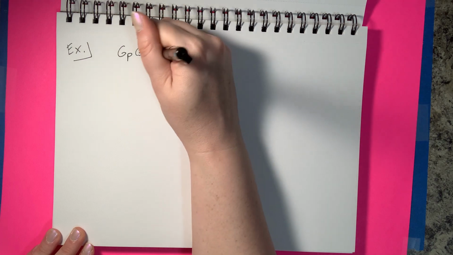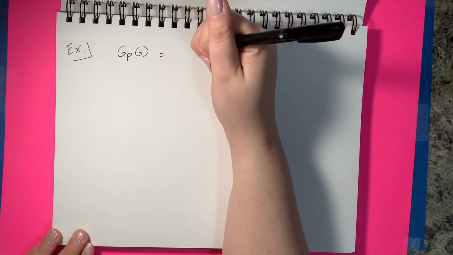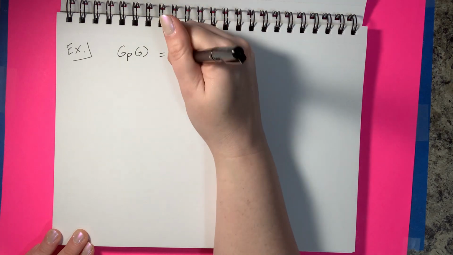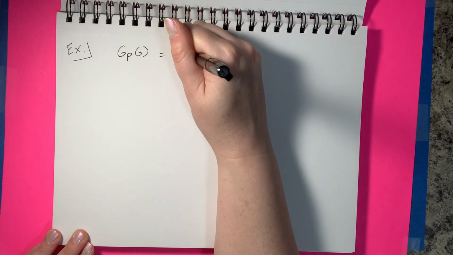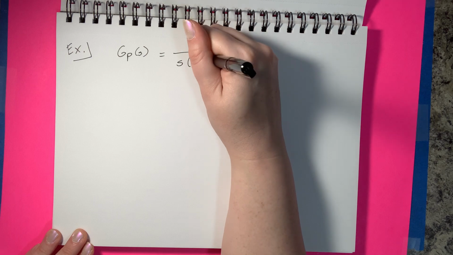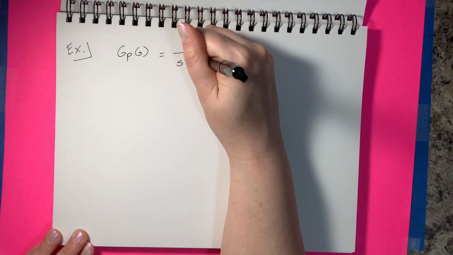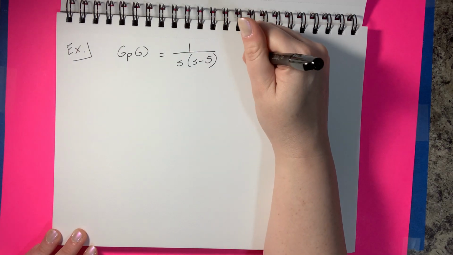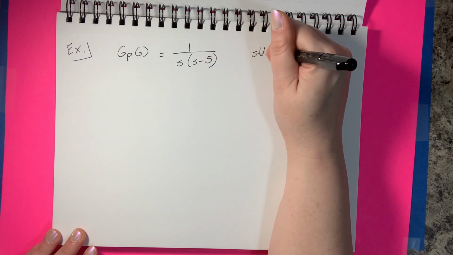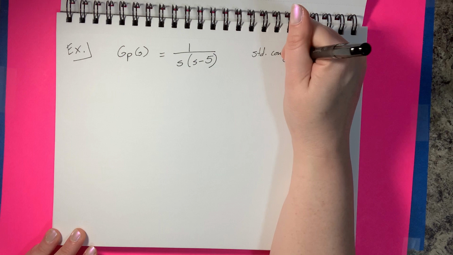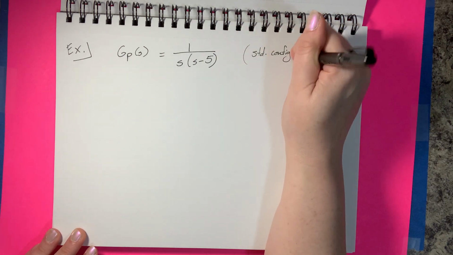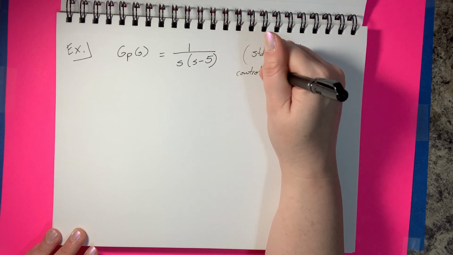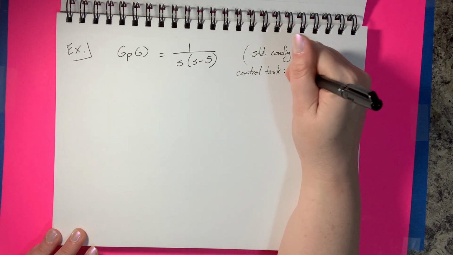All right, so here in this scenario, let's just say we have a 1 on top, and we'll have an S times S minus, let's do 5. Okay. And then again, I'm going to use the standard configuration. We'll do an example where we don't succeed at some point. And we also want our control task to be stabilization.